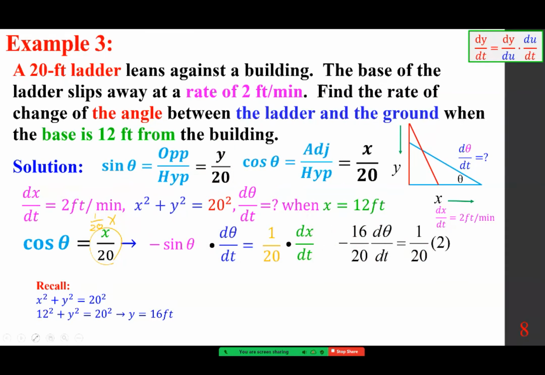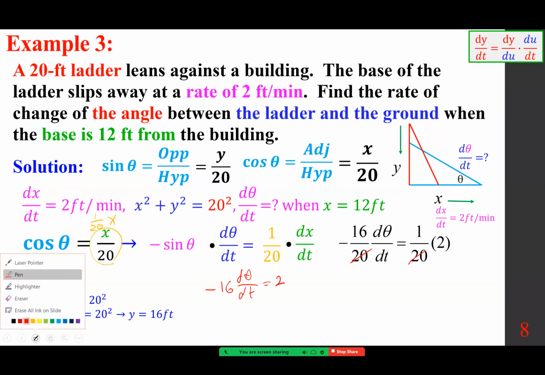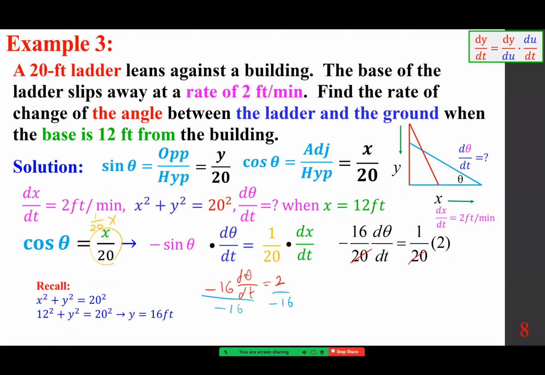Now, one easy way to solve this fraction, notice they have the same denominator, everybody, so I can just get rid of the 20. So the left side is negative 16 d theta dt, and the right side is just the number 2. I want to make sure that we understand. So left side is negative 16 d theta dt, and the right side is 2. So divide by negative 16. And you get negative 1 over 8.